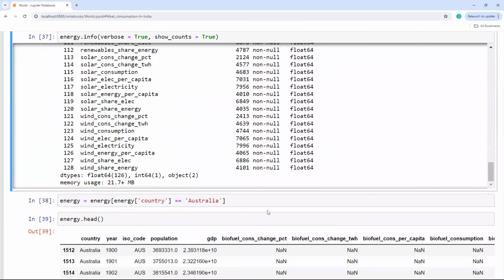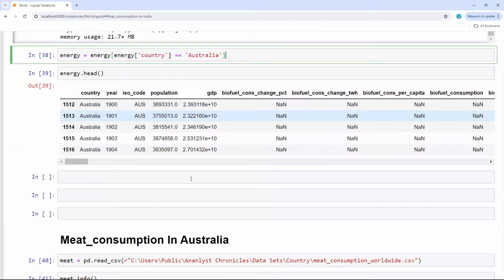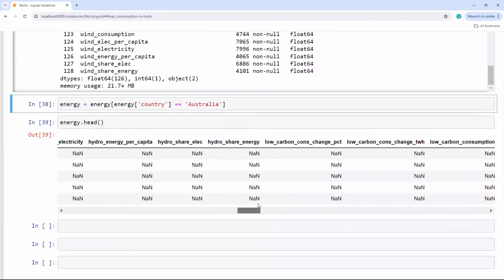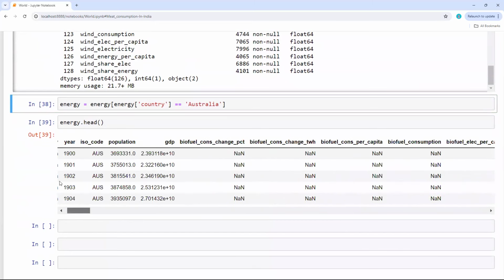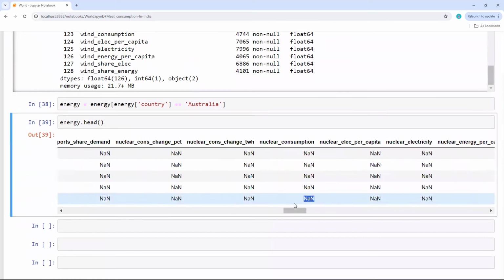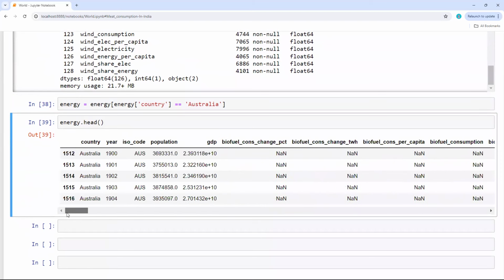So let's have a look at the Australian energy consumption. Here you can see the population, and these are all the columns. I think we do not have the latest data for Australia, so this is the oldest data. But this is how the energy consumption in Australia looks. Let me give energy.tail.